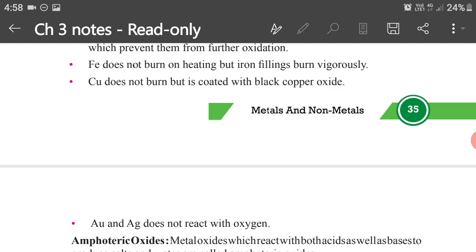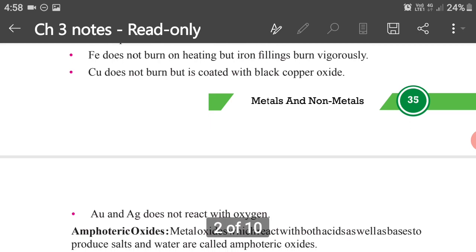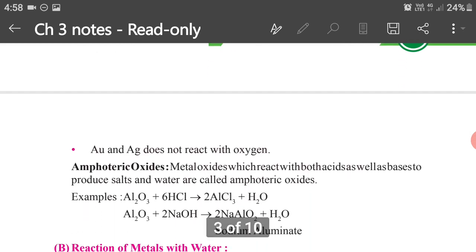Iron does not burn on heating, but when we put iron filings directly on a flame, they burn vigorously, because iron is highly reactive with oxygen. That's why it rusts also very fast. Though it is a low reactive metal, it reacts with oxygen in the presence of moisture very fast and causes rusting. Copper does not burn. Even if we put copper filings on the flame, they do not burn, but yes, they form a thin black layer of copper oxide.